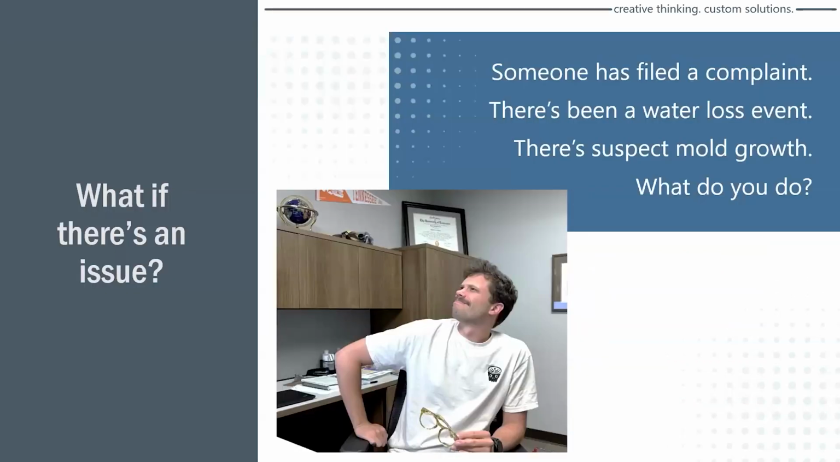All right, so what if there's an issue? Someone has filed a complaint. There's been some sort of flooding event over the weekend, a pipe burst, or there's been a huge storm, part of the roof fell in. There's suspect mold growth, there's water intrusion. What do you do? These are situations that happen. So we need to be prepared, and we need to be systematic in our approach.